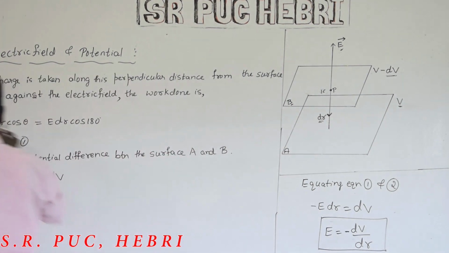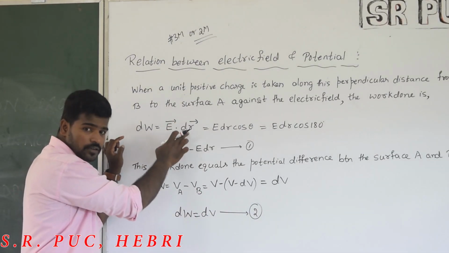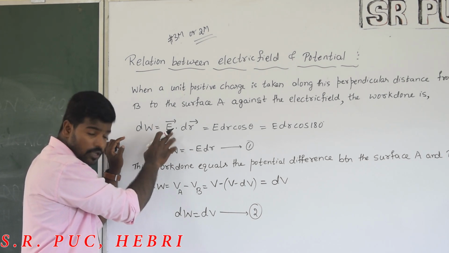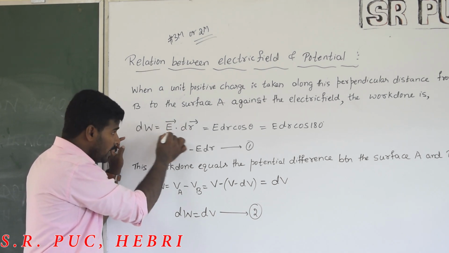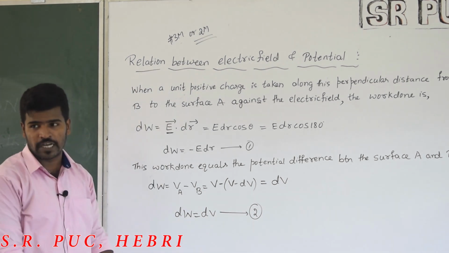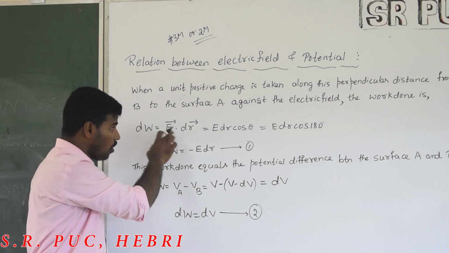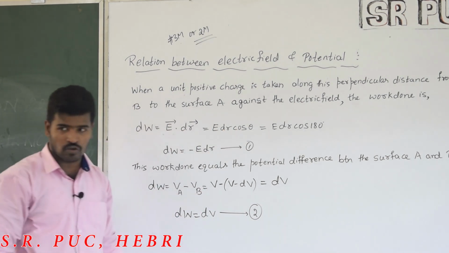Therefore that work done is written as dW is equal to E vector dot dr vector. In terms of electric field, we take the force. In general, work done is equal to force into displacement. How is force considered? In terms of electric field. Therefore the change in work done, dW, is equal to E vector dot dr vector. The dot product is replaced by the function called cos theta.